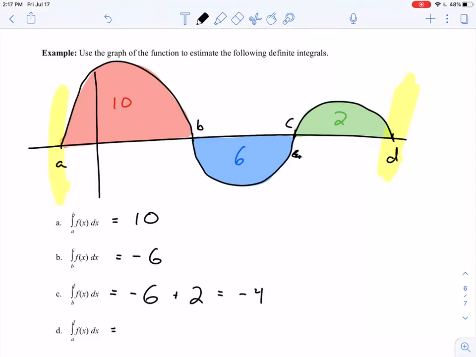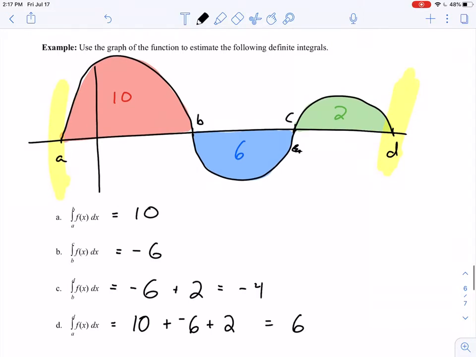So here we'll take the area between a and b, that's 10, and since it's above the x-axis, that should be positive 10. Add together the area between b and c, that's 6, but because that area falls below the x-axis, we're going to make it a negative 6, plus the area between c and d, there, that green area, we have 2, and since it's above the x-axis, that is a positive 2. So I have 10 plus negative 6, that would be 4, plus 2 here is a positive 6.